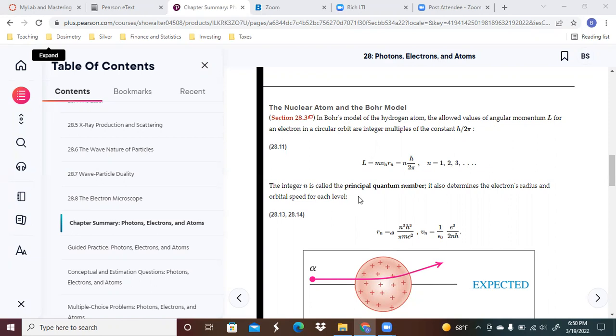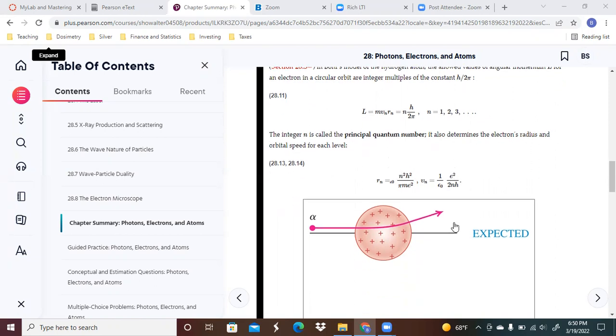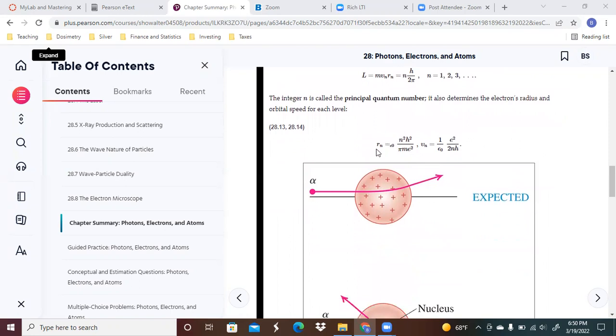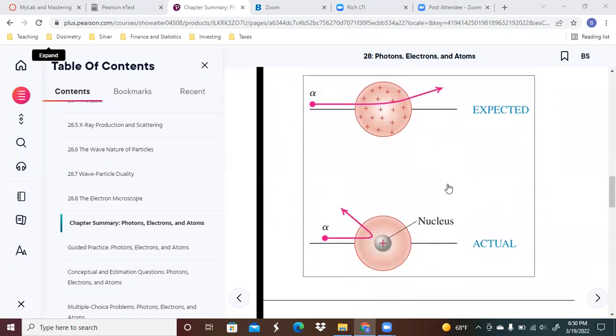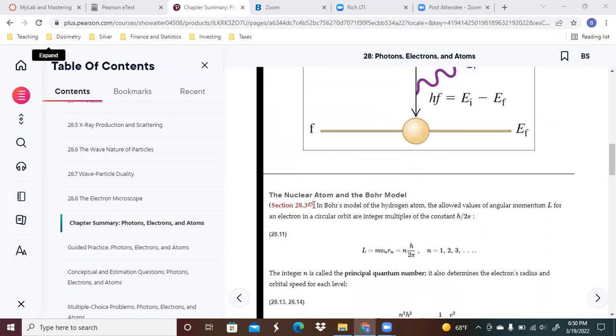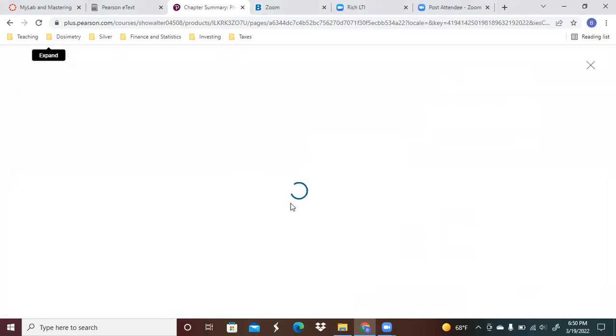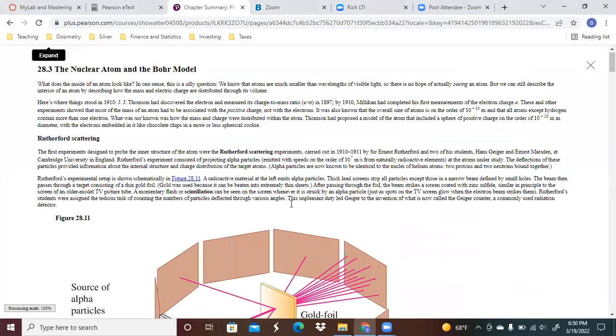The integer n is called the principal quantum number. It also determines the electron's radius and the orbital speed for each level. So you can see the radius for that particular energy level, and you can also see the orbital speed for that. And we'll get to this picture here in just a little bit. It's a little clue as far as how it's structured.